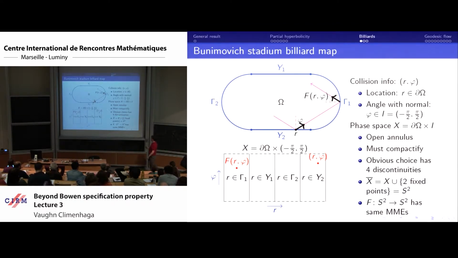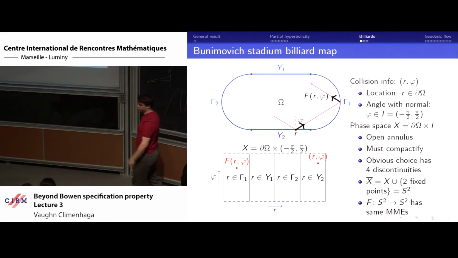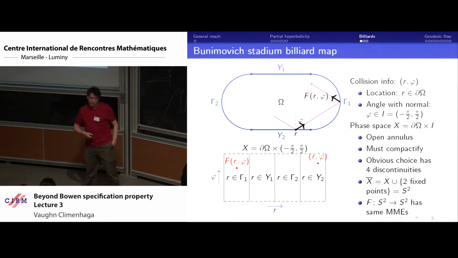There are 4 discontinuity points, 1 at each of these join points. So instead we compactify in a different way. You just take a 2-point compactification where you collapse the top and the bottom into single points. And those are fixed points for the map F, which extends to the compactification by declaring both of those to be fixed points. And now you have a continuous map, and in fact the compactification is a sphere because you started with an annulus. So you have a map on the sphere.